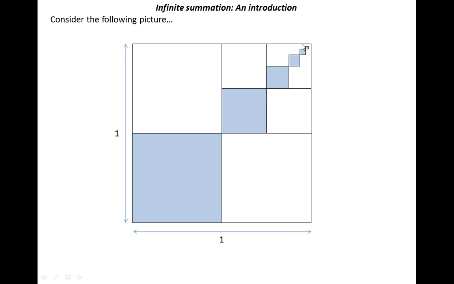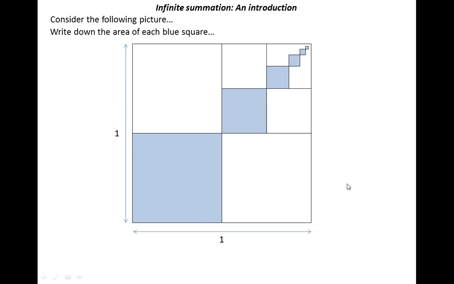Now this process could carry on forever because there's always going to be a little room left which you can split into 4, shade the lower left, and then go again in the upper right. You never quite reach this corner. So it's kind of an infinite or iterative process that we have going on here.